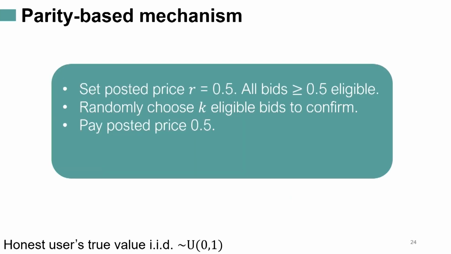For simplicity, let's say the honest user's true values are IID sampled from a uniform distribution between 0 and 1. So we set the posted price R to be the median, 0.5. Still, we randomly choose K eligible bids to confirm, where this K is the block size, and each confirmed bid pays the posted price, 0.5. So up to this point, from a user's perspective, this is exactly the same as random posted price with random selection. So it is user incentive compatible. The problem is, how do we determine miner revenue?